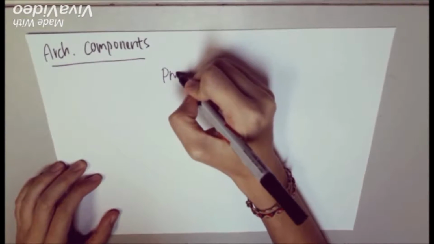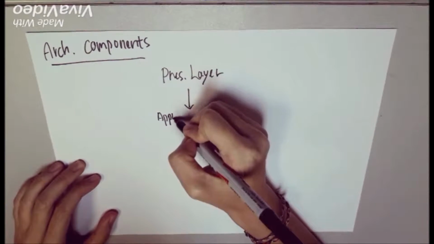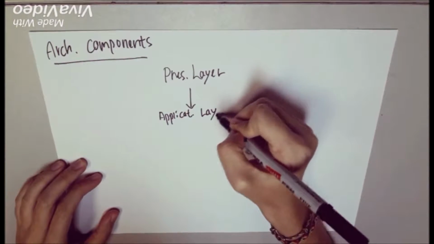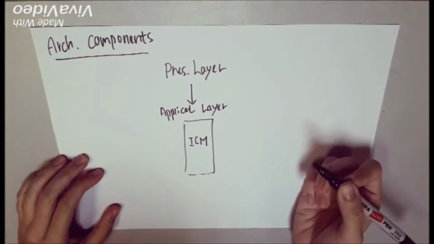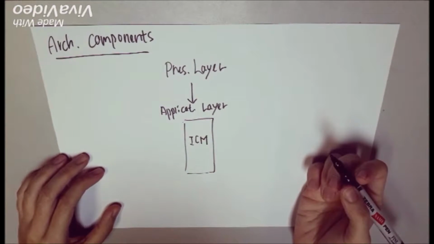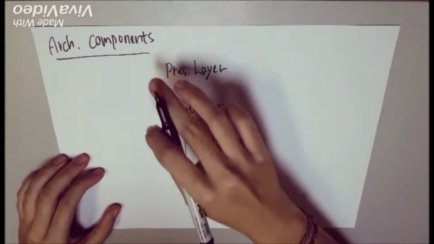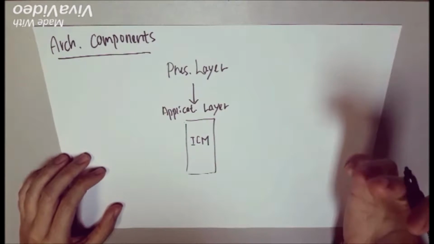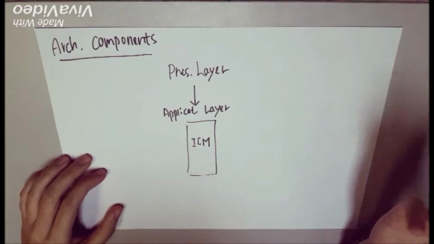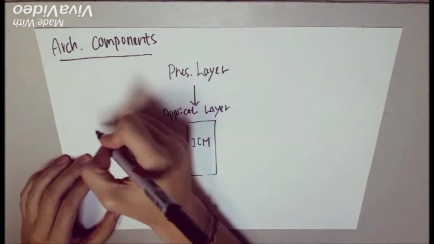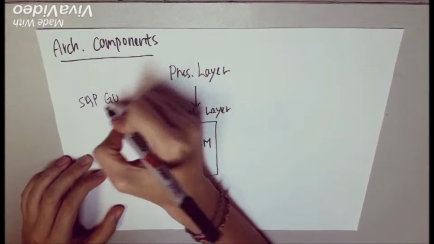From the presentation layer, in the application layer, there will be the ICM. ICM stands for Internet Communication Manager. From the name, we can note that it manages the communication between the SAP system and the Internet protocols, which are HTTP, HTTPS, and SMTP. And here is the SAP GUI that I mentioned.